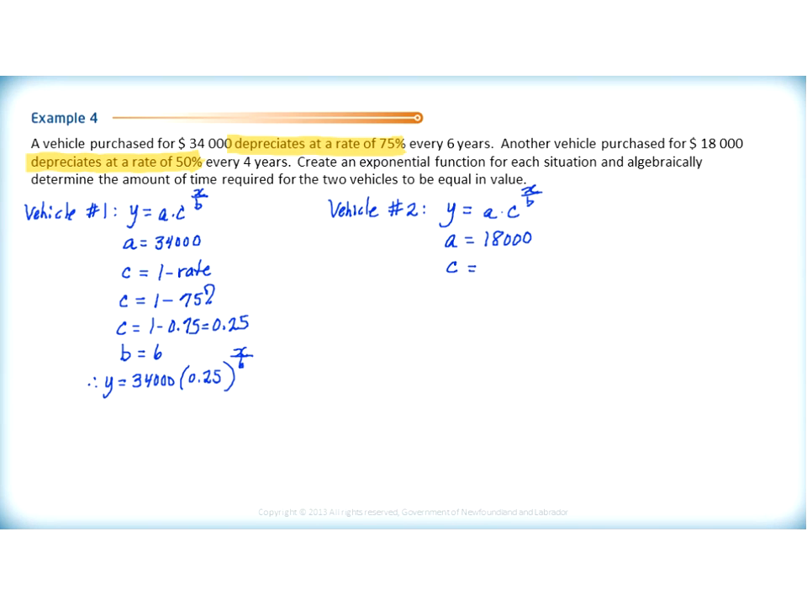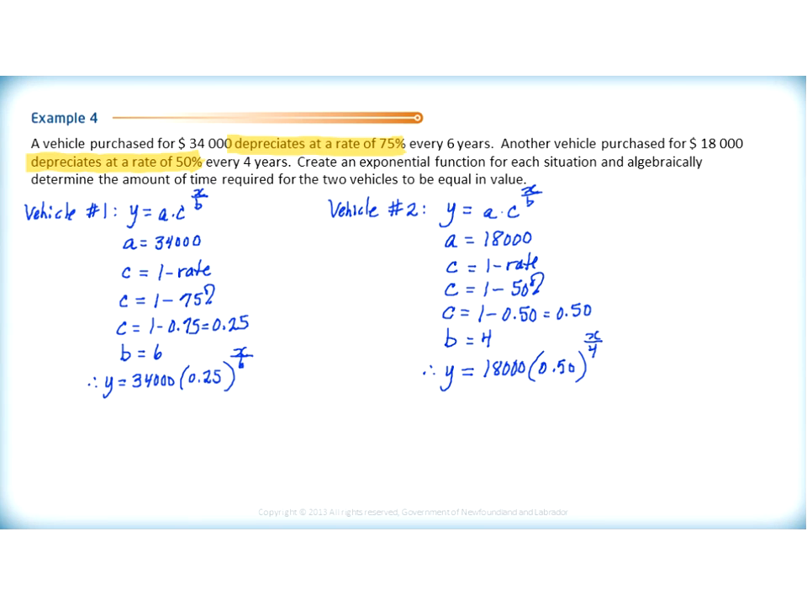Depreciates at a rate of 50%, so we use 1 minus the rate. So c is equal to 1 minus 50%. So that's 1 minus decimal 50, which is equal to decimal 50. The value of b is equal to 4 in this case. So then this exponential equation will be y equals 18,000 multiplied by decimal 50 raised to the power of x over 4.